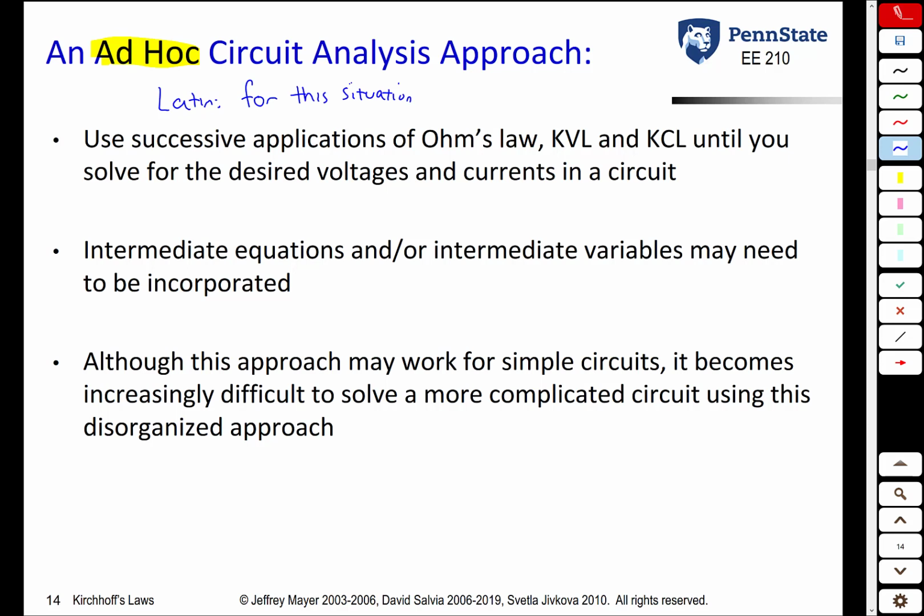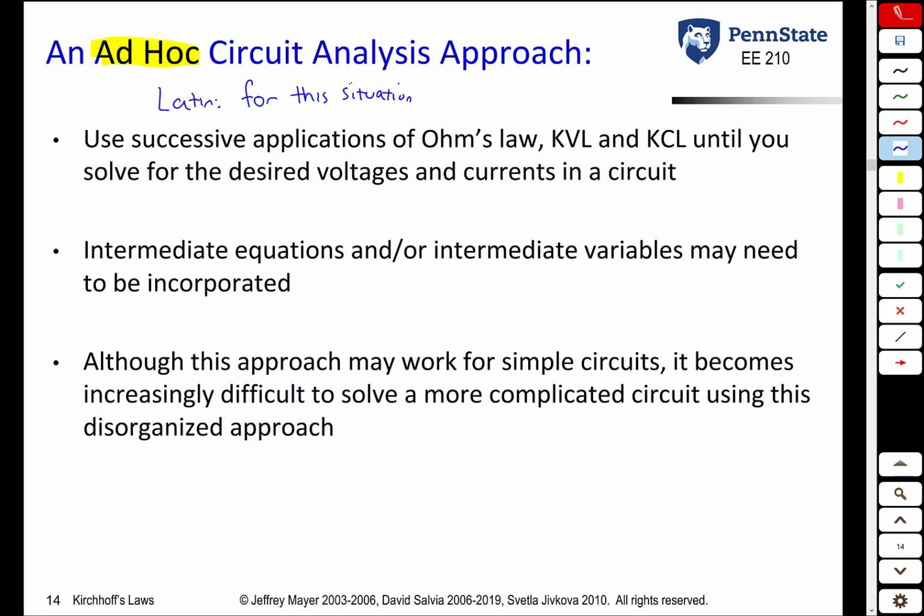And what you're going to see in this ad hoc approach is you often have intermediate equations or variables that you need to create in order to try to solve the circuit. And what we're going to see is that even though this ad hoc approach works, especially in simpler circuits, it often leads to more work than necessary. You end up introducing many more equations than you need because it is a very disorganized approach. To illustrate this disorganization, let's do one example, and this is a relatively simple circuit, and we're going to see that using this ad hoc approach tends to be a little messy.